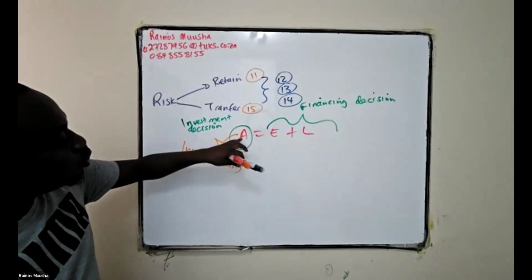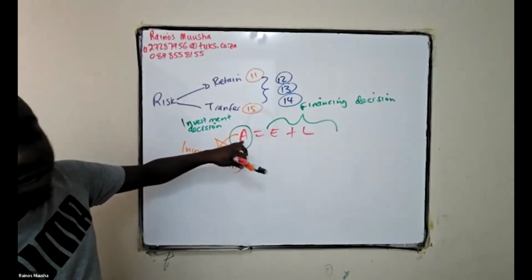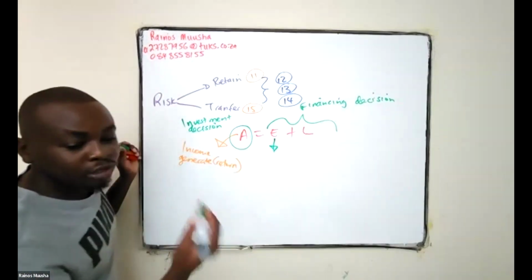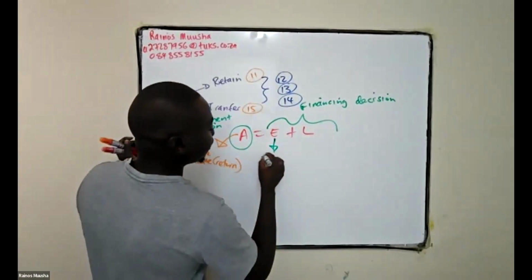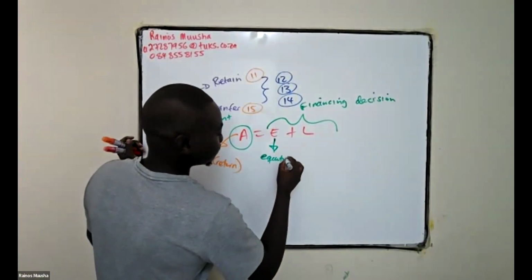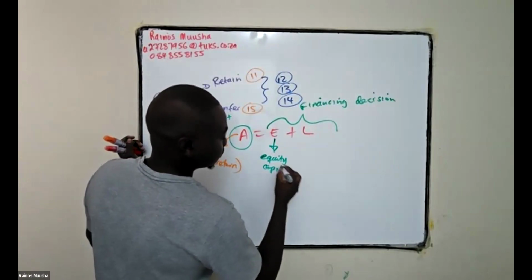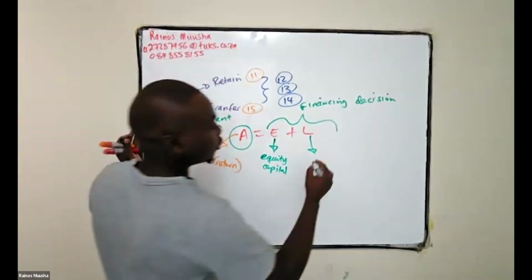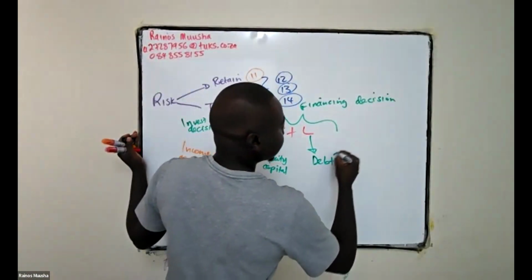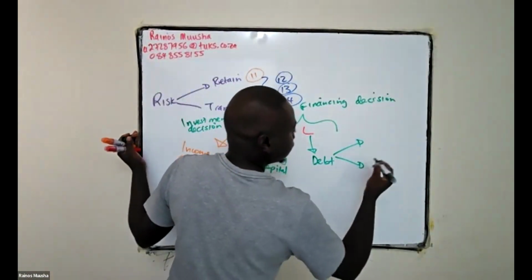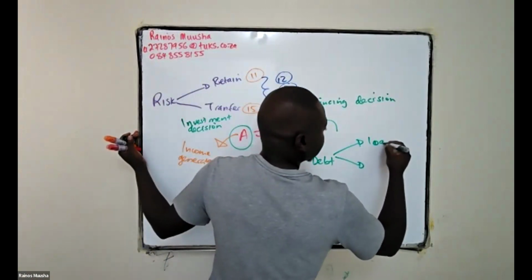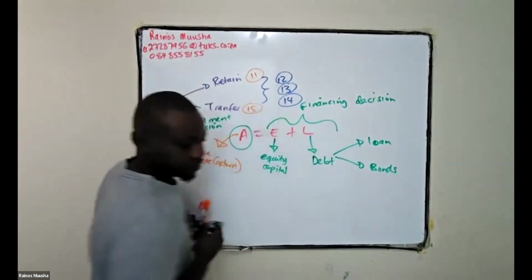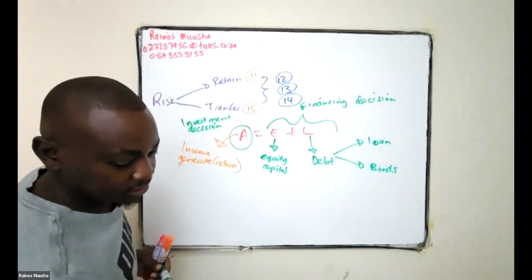But now, to invest in this, how are we going to be financing it? Are we going to be financing it through contributions from the owners of the business, which is basically your equity capital? Or are we going to be financing this through liabilities, which is your debt? And remember, typical examples of your debt would be getting a loan and issuing bonds as well, right?